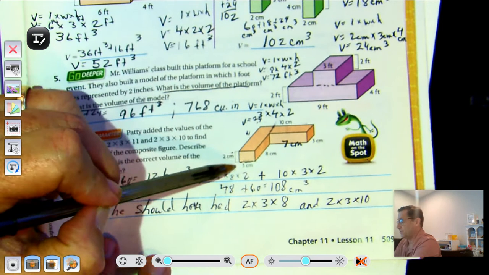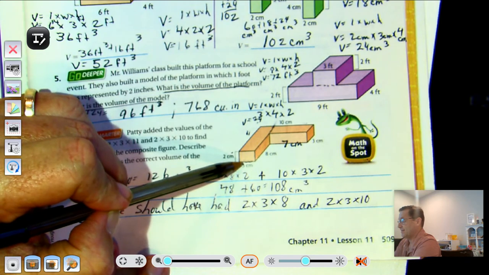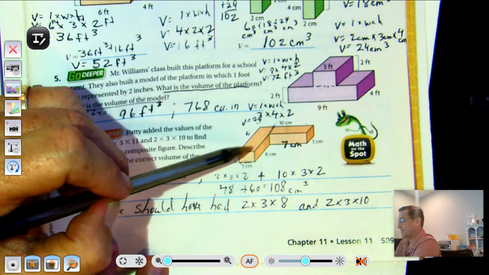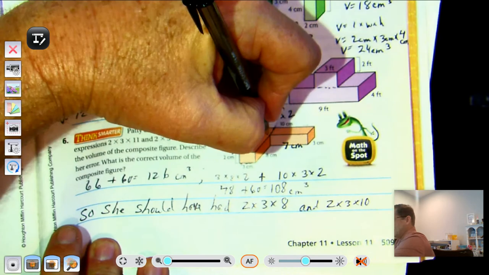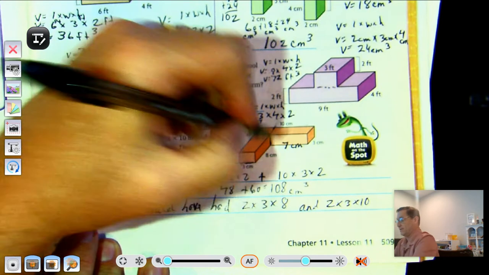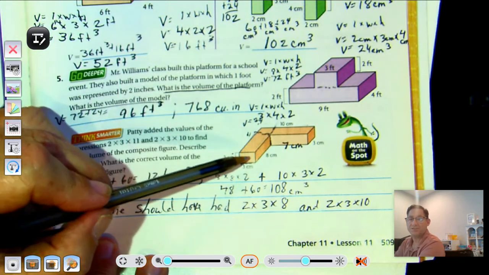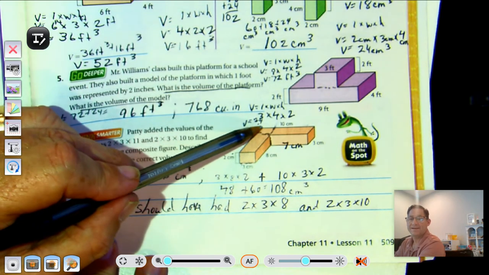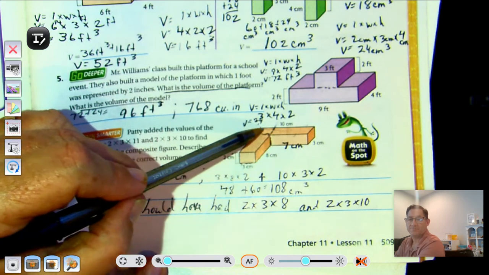Okay. So 2 times 3 times 8. So that would be breaking it this way. Okay. So that's what she was trying to do, but she made it the whole way. And then she also included this 10.